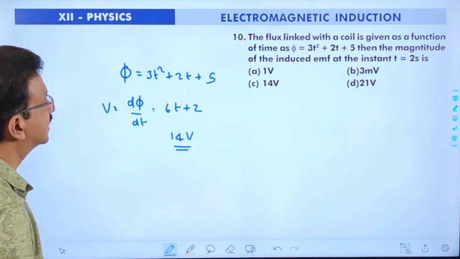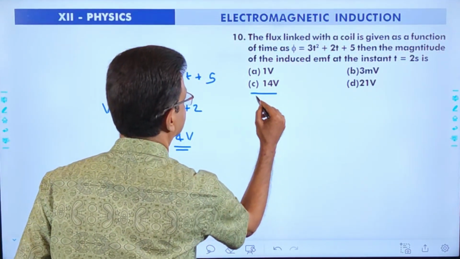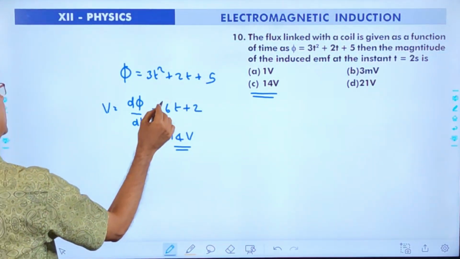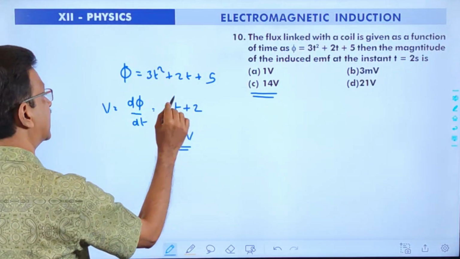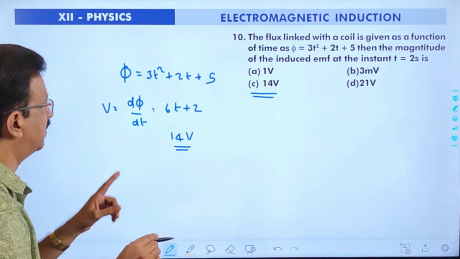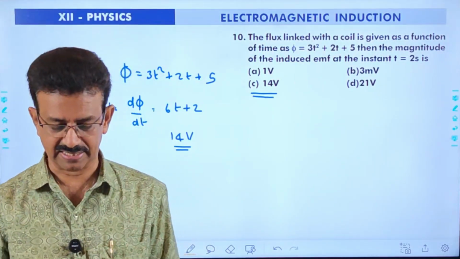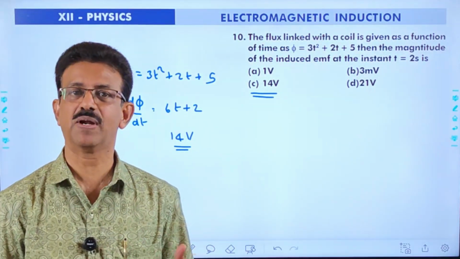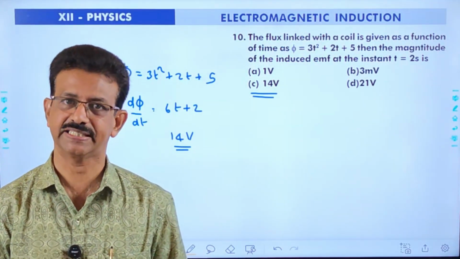That is, choice C is the correct answer. First, dφ by dt gives the induced EMF. Then at the instant t, put t equal to 2. Then 14 volt is the induced EMF. C choice is the correct answer. Here we have discussed questions from the topic electromagnetic induction.